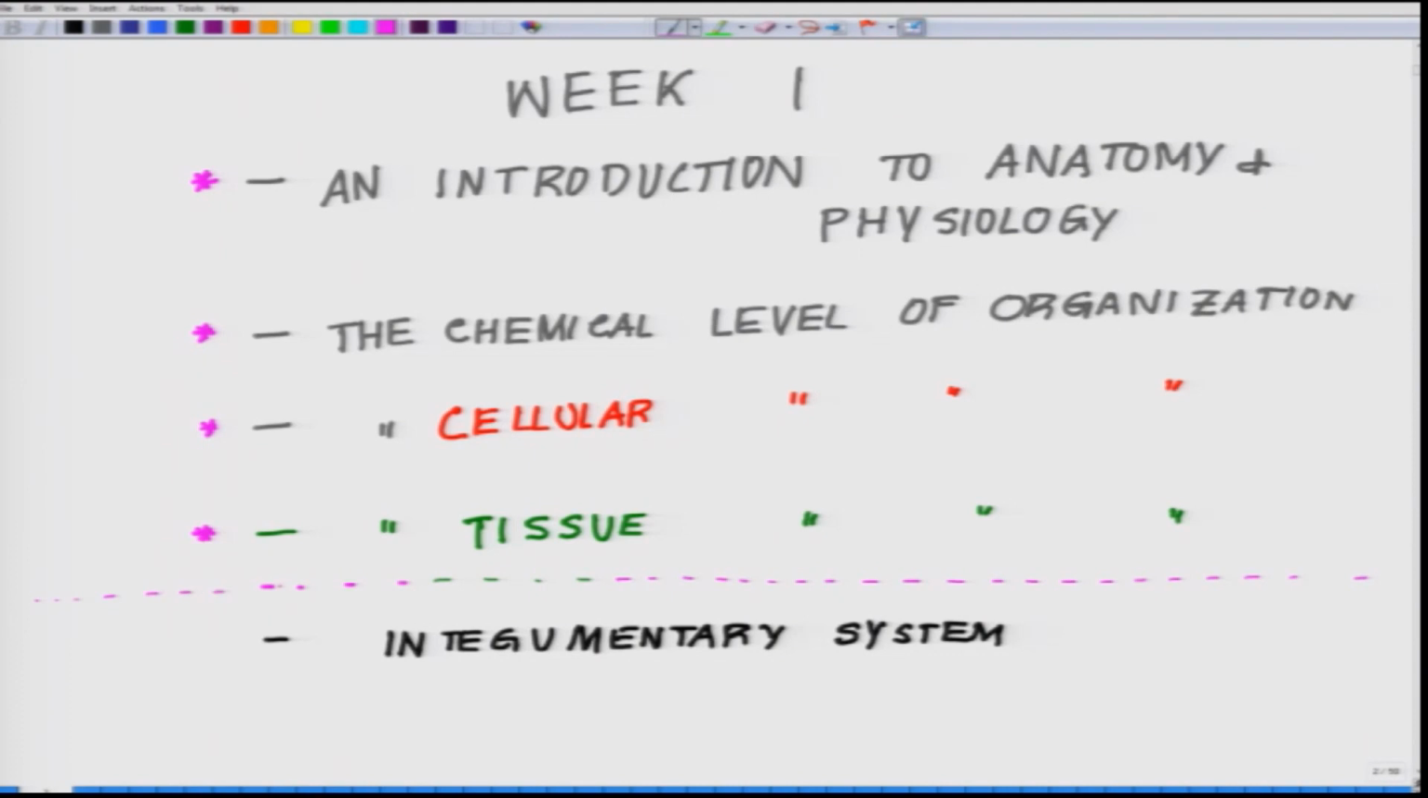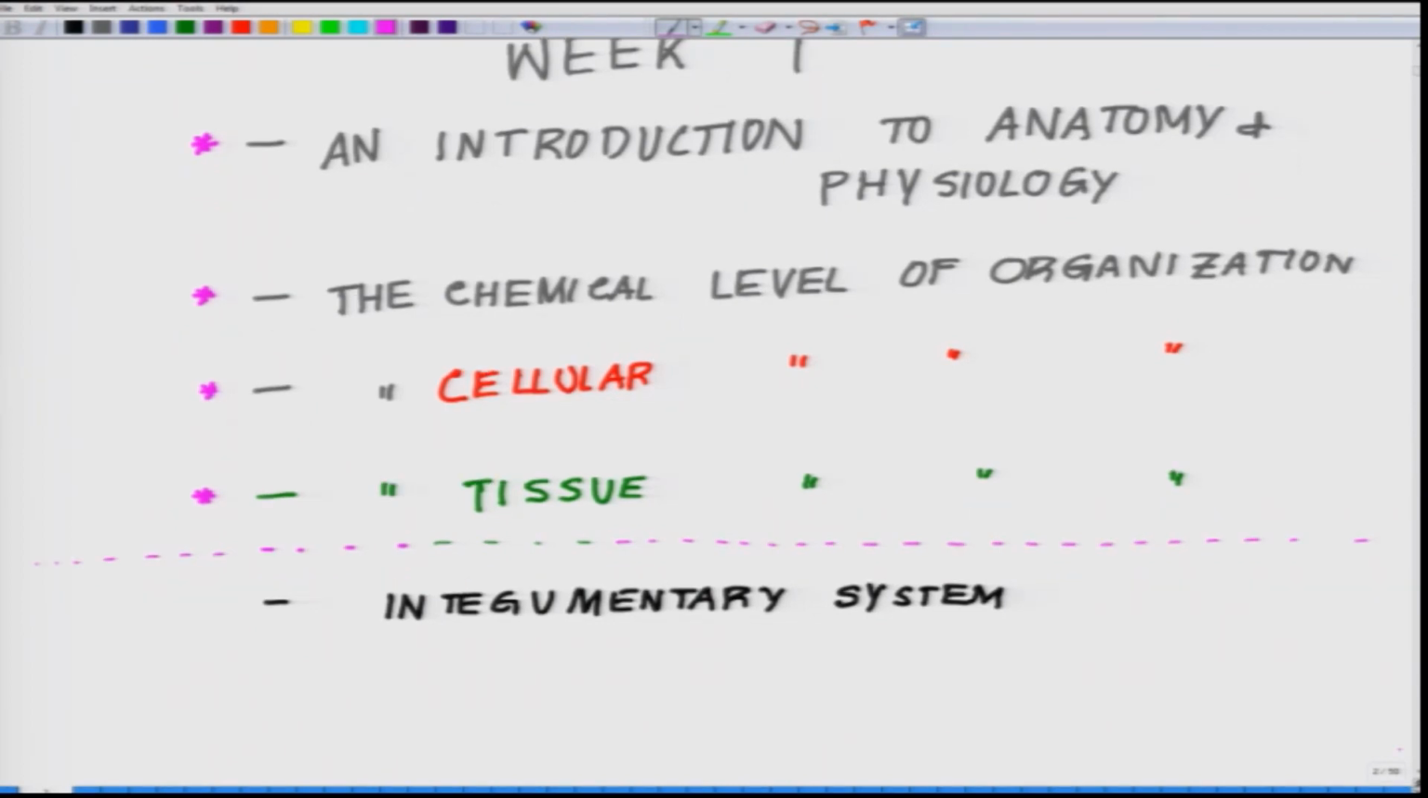After this, to start off with, we'll be starting off with an introduction to anatomy and physiology. Let's move to the first topic.